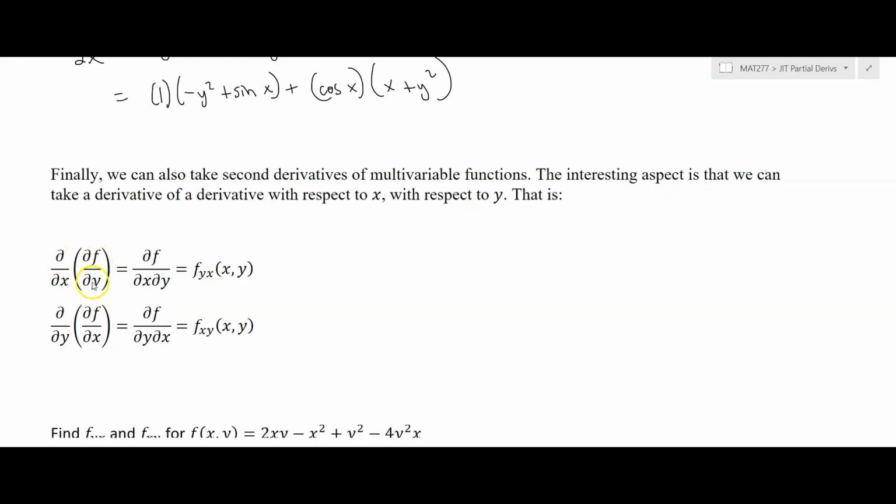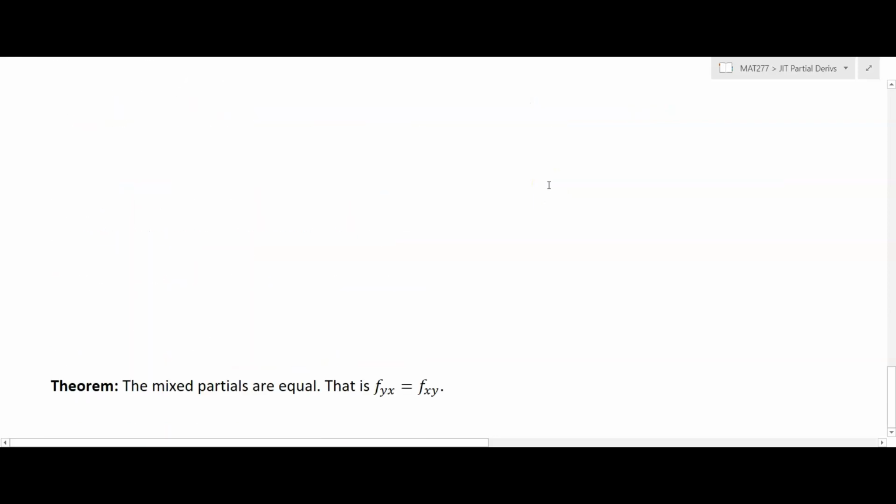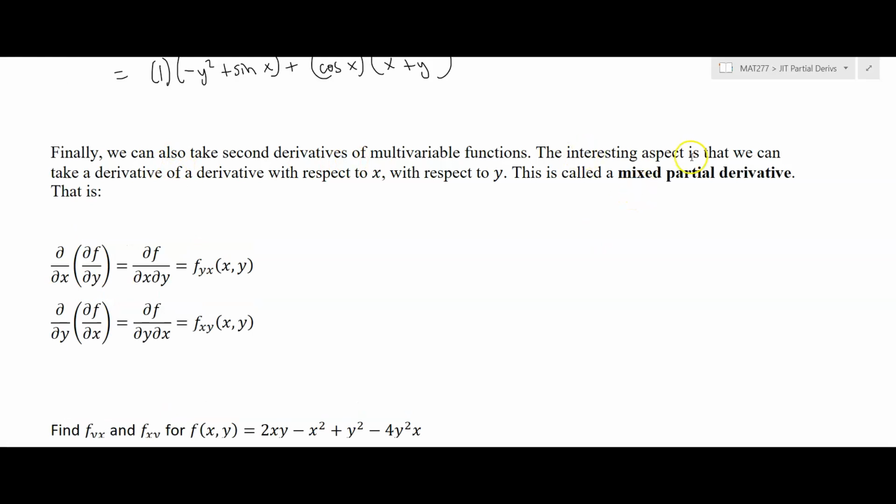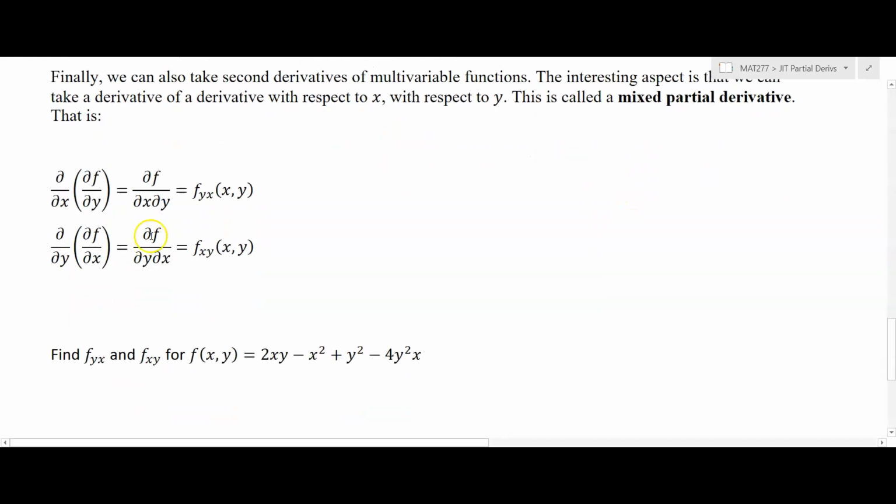So you first take the derivative of your function with respect to y, and then whatever you get as that answer, if you take the derivative of that with respect to x, you get what's called a mixed partial derivative. We'll call this a mixed partial derivative. So you can see here that the first variable that this function was differentiated with respect to is y, and then the derivative with respect to x.